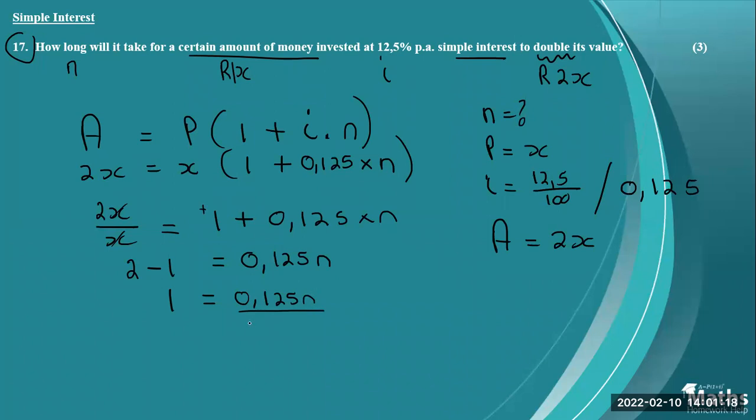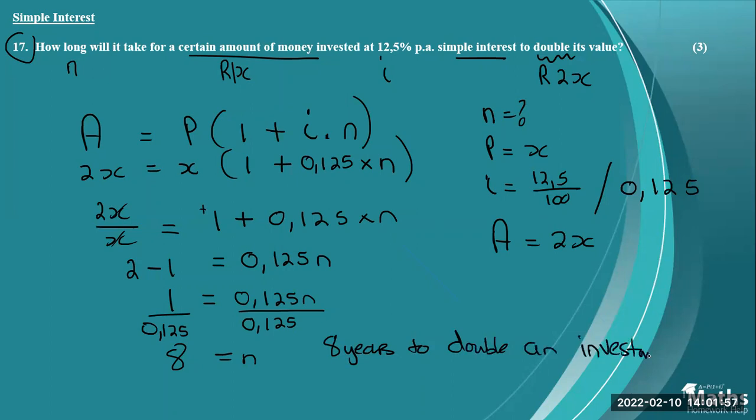Now, in order to get the n, we're going to divide both sides with 0.125. Right, so I'm going to type in fraction, 1 at the top and 0.125 at the bottom. That gives me 8. So it's going to take 8 years to double an investment, if you work with simple interest. It's just going to take 8 years to double up.